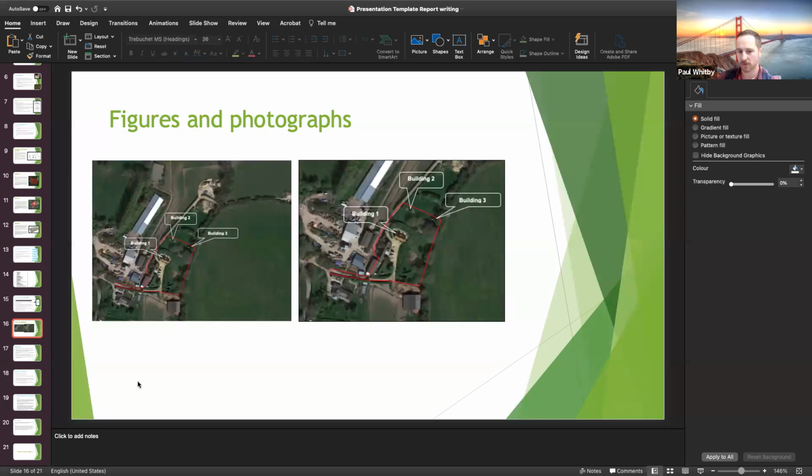So on the example on the right, you can see that the site's been centralized and it's been cropped to make sure that those buildings are clearly visible. It's perhaps not quite as visible on this figure, that the image on the right has got a black outline, but it does help it to stand out from the page slightly.